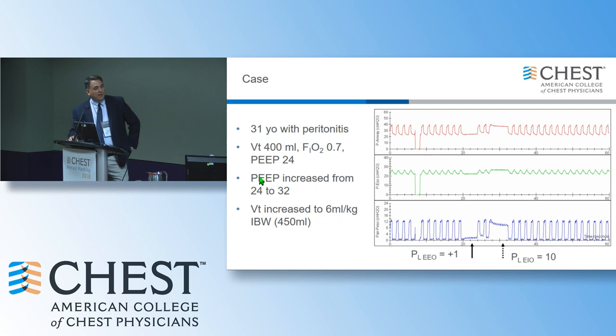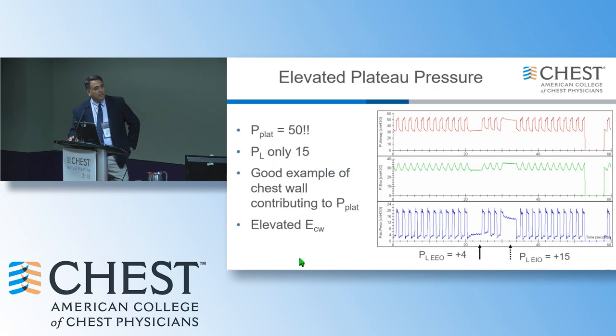Because they had the esophageal catheter, they wanted to get this more positive. The goal was to get it to 4 based on the FiO2. So they went up on the PEEP, even though it was at 24, up to 32. And they actually increased the tidal volume to 450 based on the patient's weight, because the clinicians caring for the patient prior to enrollment saw this plateau pressure very high, so they were shooting for less than 6 cc's per kilogram.